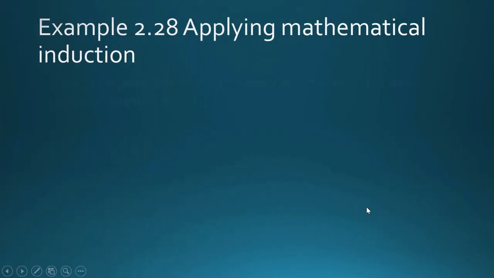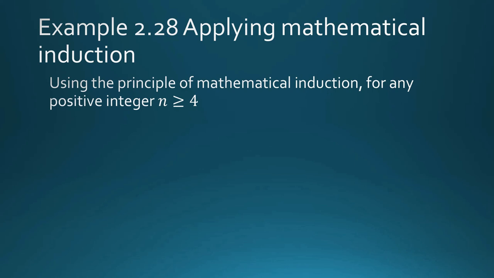So using the principle of mathematical induction, for any positive integer n that is greater than or equal to 4, 2 raised to n is less than or equal to n factorial. And I forgot to end my earlier proof with this. This notation means your proof is done. You are done with your proof.